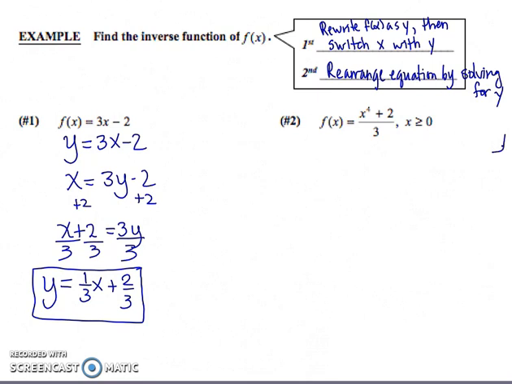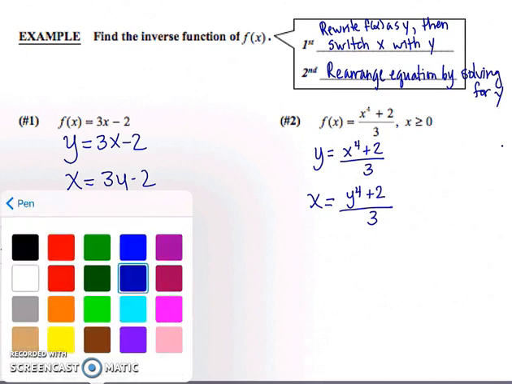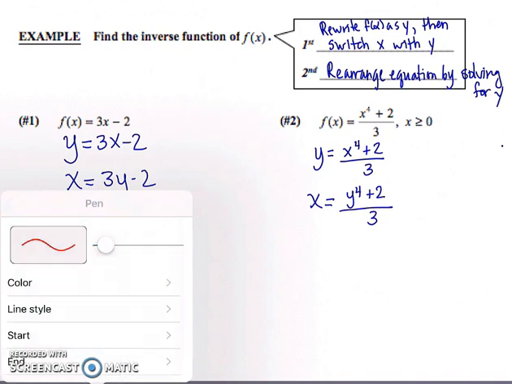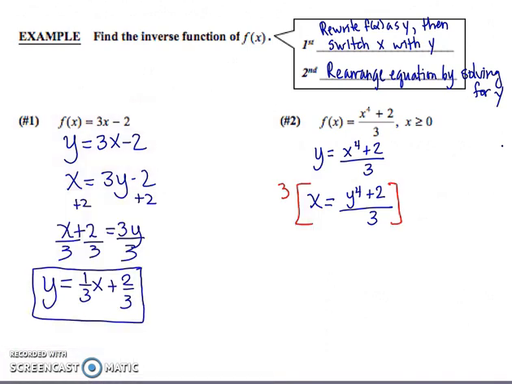First, we're going to replace f of x with y. So we're going to write y equals x to the 4th power plus 2 all divided by 3. Then our second step is going to be to switch x with y. So now we're going to write x equals y to the 4th power plus 2 all divided by 3. And now we want to get y alone. So since the entire right side of my equation is being divided by 3, I'm going to undo that by multiplying both sides of my equation by 3. That's going to be my first step. So I'm going to multiply everything by 3.